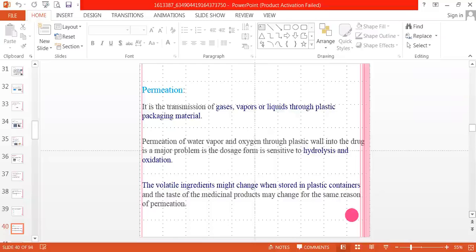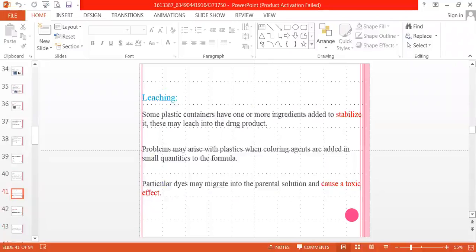Sometimes oxygen may enter inside your container from the outside and it may react with your product. Sometimes oxidation may be possible, or sometimes hydrolysis is also possible, because your plastics have the ability to permit the transmission of gases as well as vapors from outside to the inside as well as from inside to the outside. Then leaching. Then what is meant by leaching?